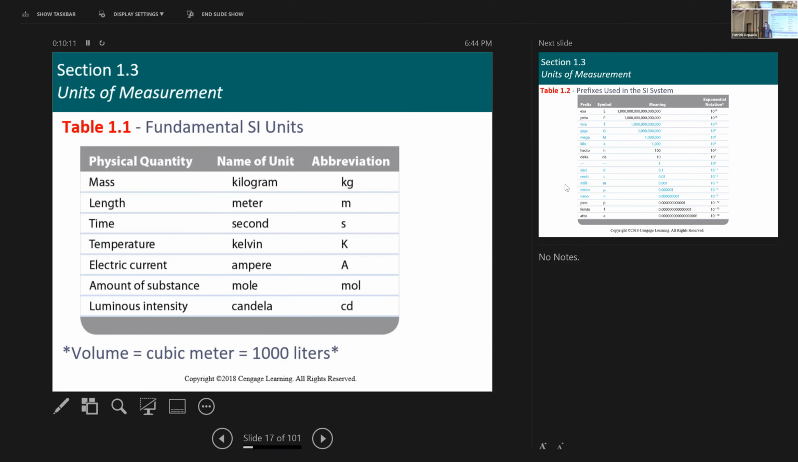What's another? What's the slug? That's it. A slug is the US unit of mass. You think it's a pound. I'll talk about that in a minute.